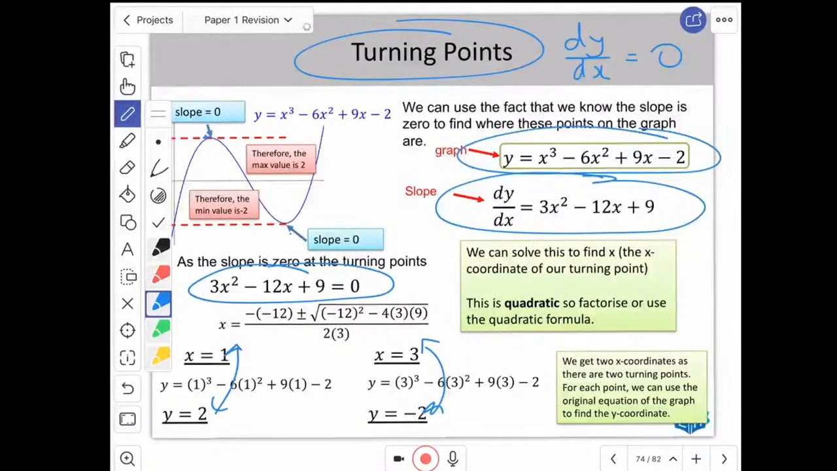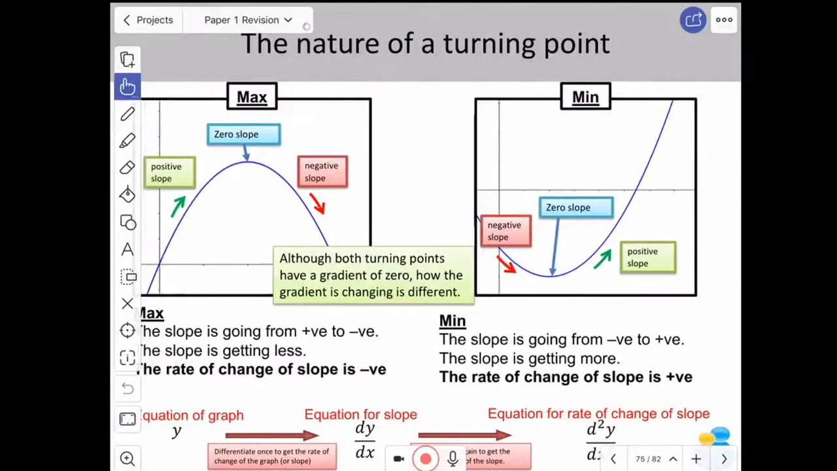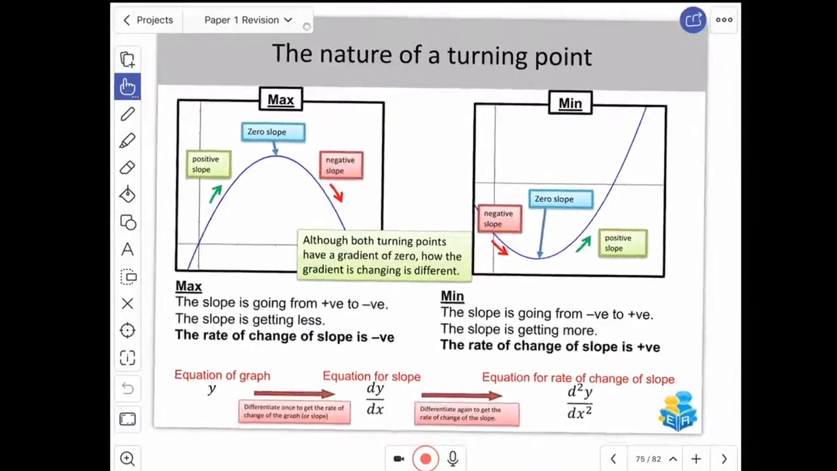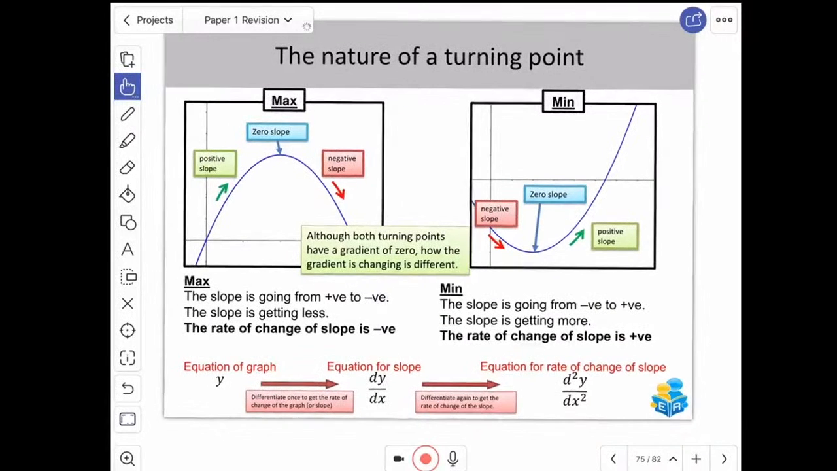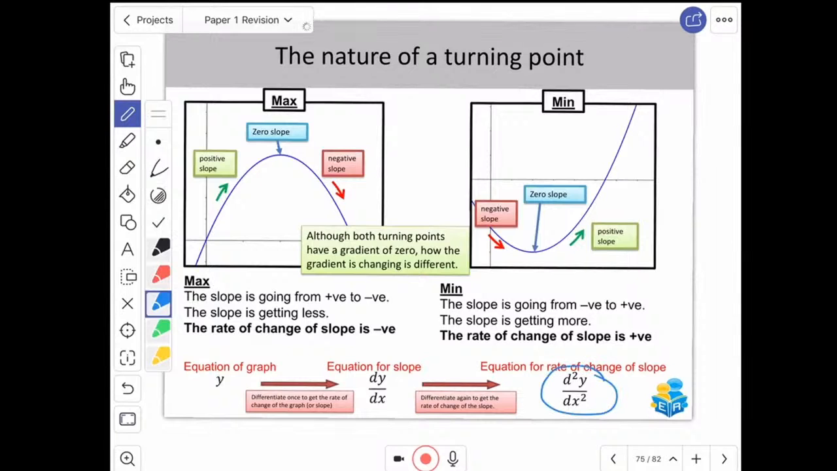But then the next bit of a question that you might need to be able to do is they may ask you to determine the nature of the turning points. So is it a maximum point or is it a minimum point? What you need to do is, you've worked out your 2 turning points, but you then, and it's done nicely down the bottom of this PowerPoint, work out the second derivative. Now all that means is you just differentiate the thing again, okay?